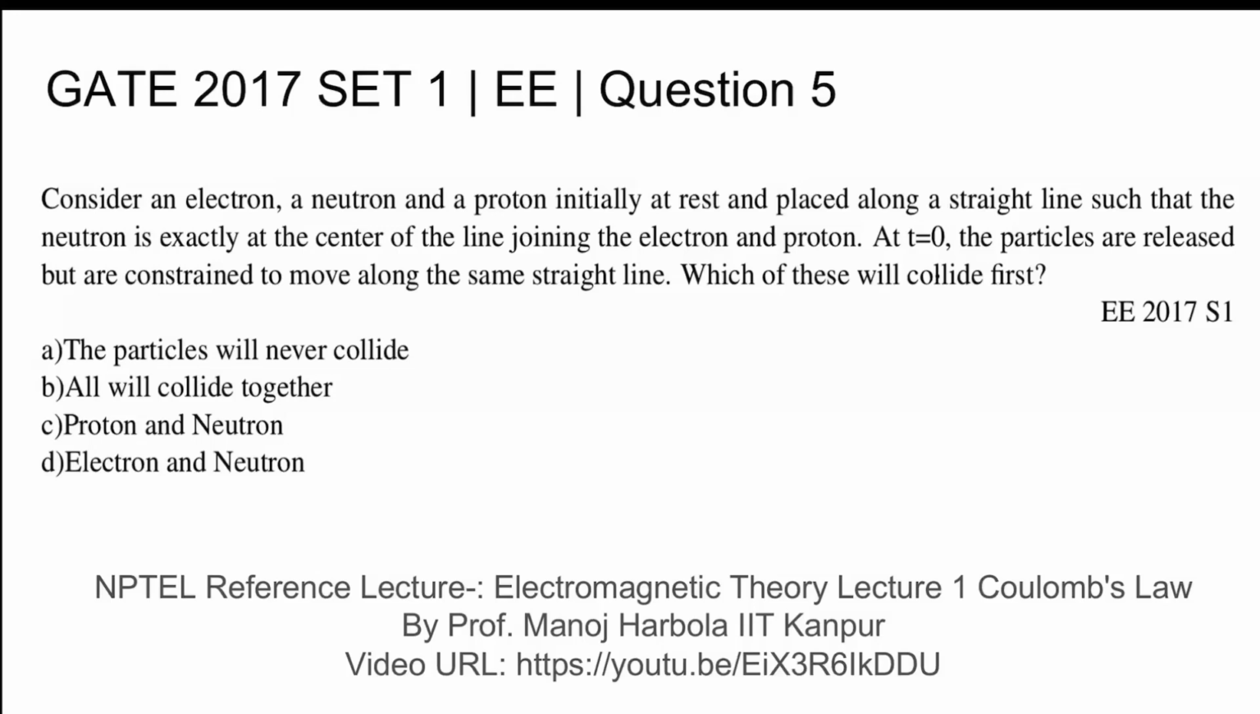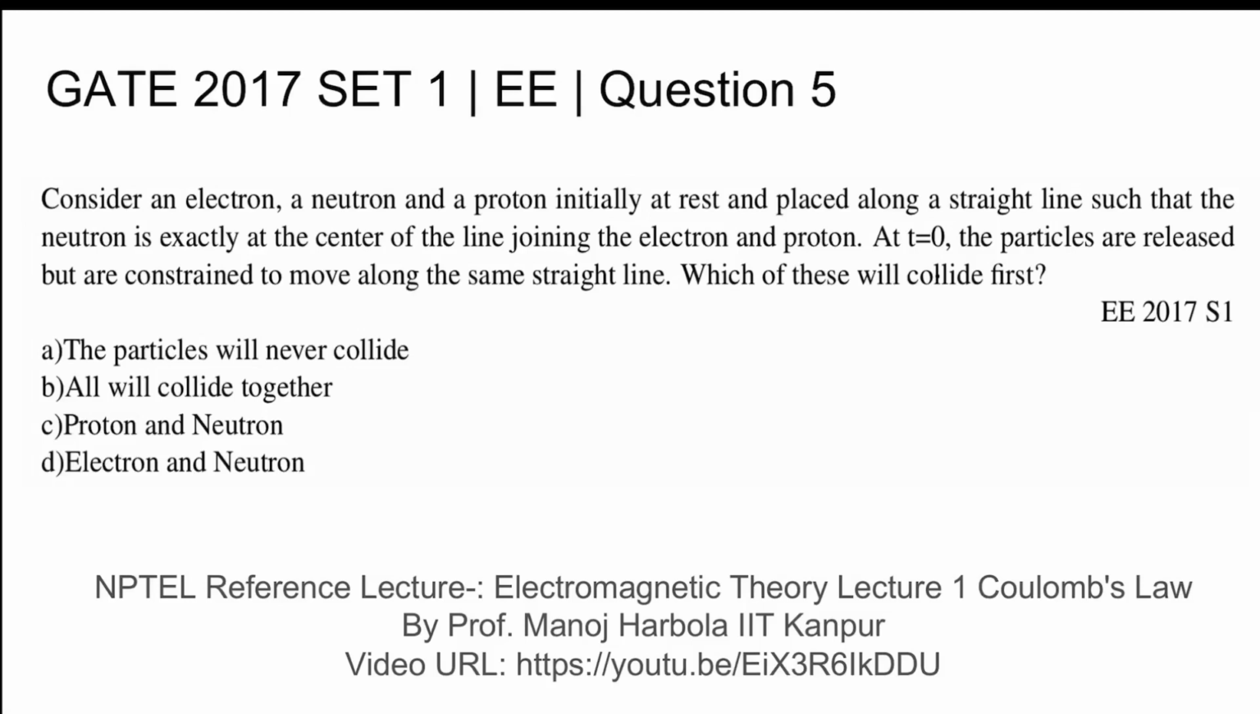So as you can understand, there will be an electric force working between the charged particles, and the question asked is which one of these will collide first. These are the options given. The particles will never collide, all will collide together, proton and neutron, electron and neutron. So I have to first analyze the situation, what they are trying to tell. An electron, neutron and proton were initially at rest and placed along a straight line, and the neutron was exactly at the center of the electron and proton.